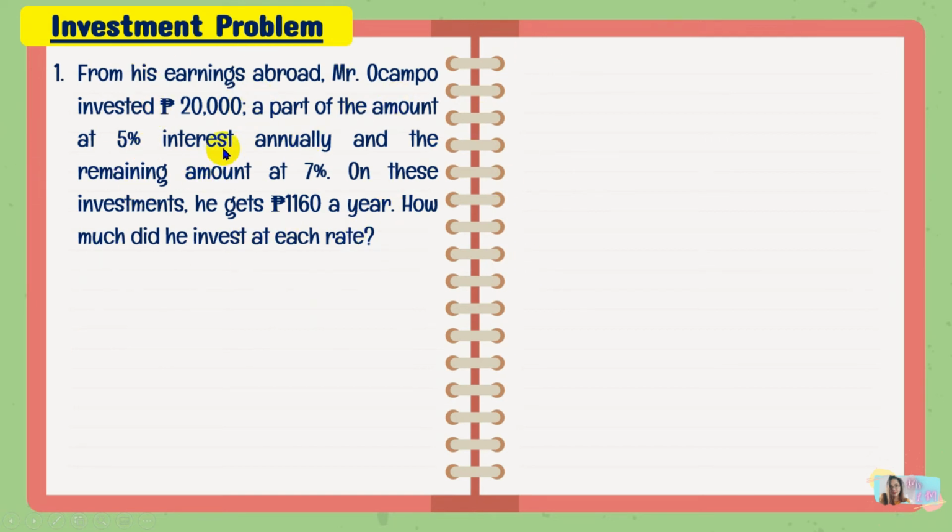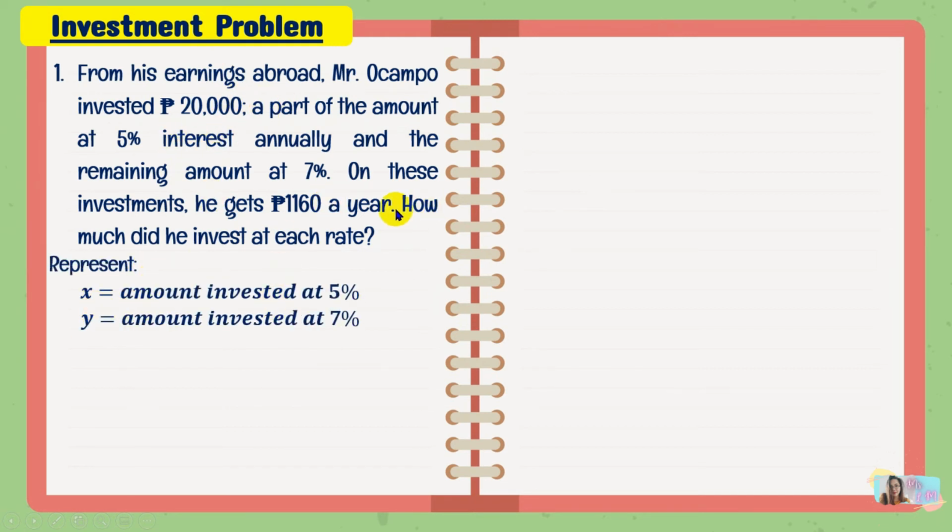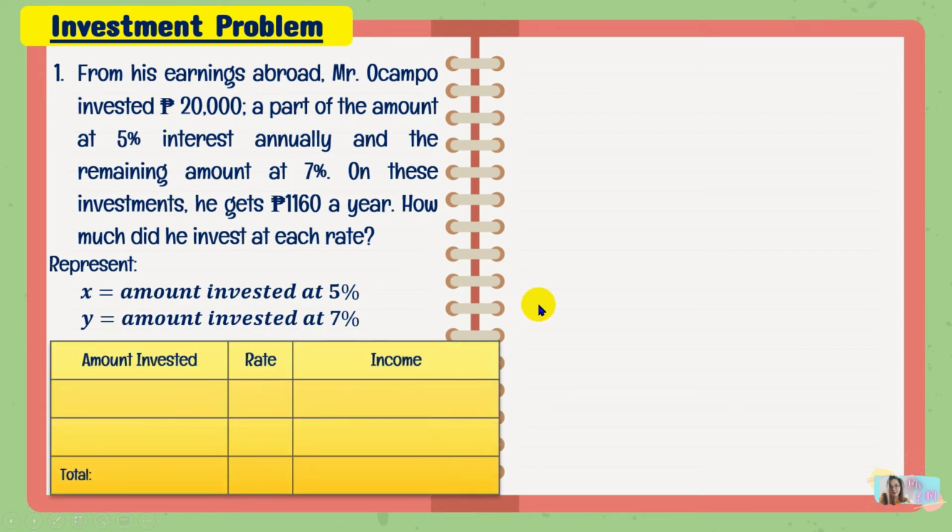Ang kabuuan na investment niya daw is 20,000. So, we have to represent the amount of investment as X and Y. So, X as invested at 5%, Y is amount of investment at 7%. And in this kind of problem solving, it is much better to use a table form para malinaw din po sa atin kung saan nga ba mapupunta yung kanyang mga investment. Okay? So, X and Y, ito po yung amount of investment niya.